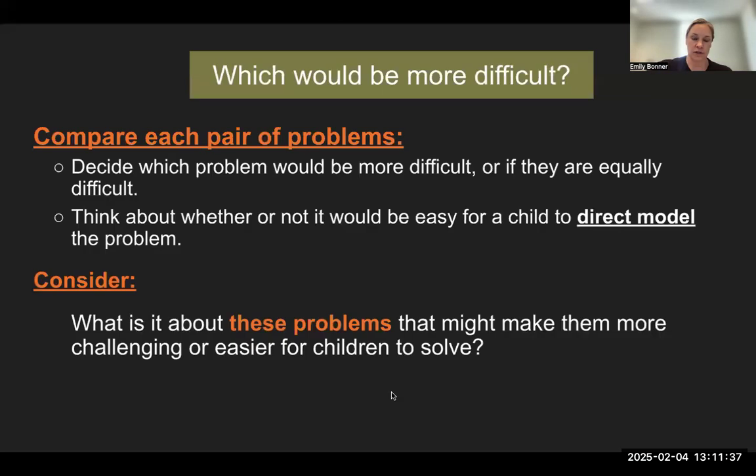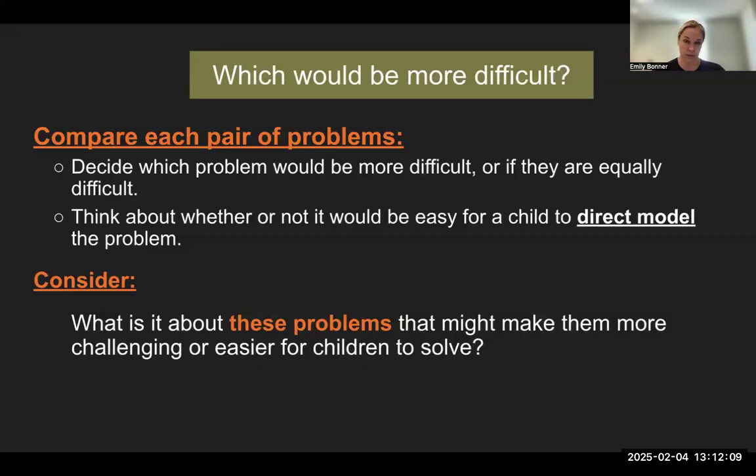So the first thing that I want to do is talk about what makes problems difficult for children. In just a moment, I'm going to put several pairs of problems up on the screen, and I want you to decide which one you think would be more difficult for a child, or if you think they are equally difficult. And I want you to think about why. So, what is the reasoning behind what makes a problem difficult, really, is what I'm getting at here. And one little hint I'll give you is you can think about whether or not it would be easy for a child to model the problem.